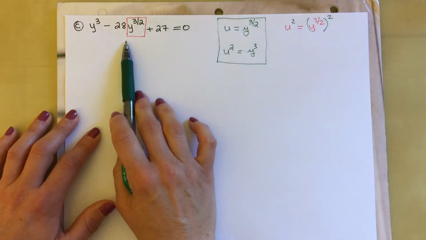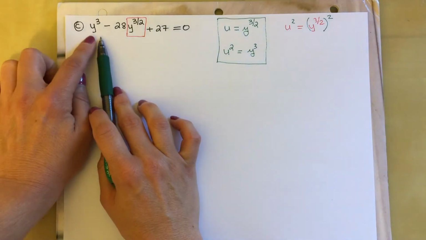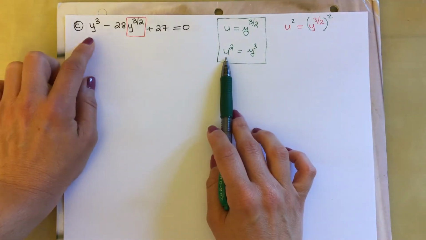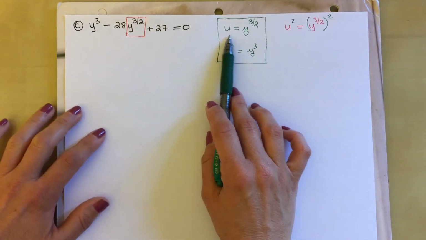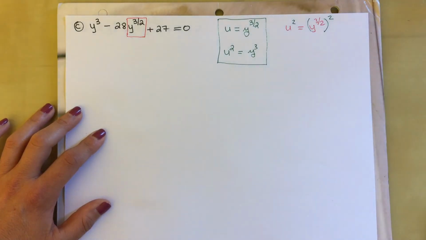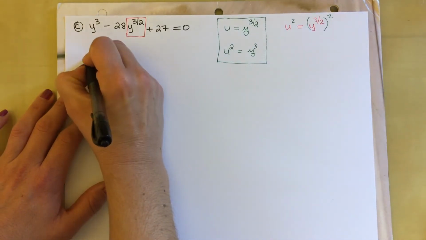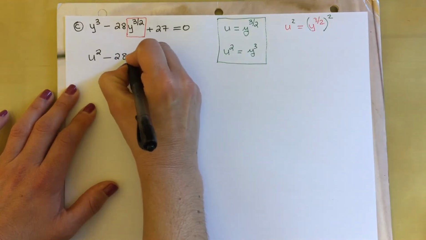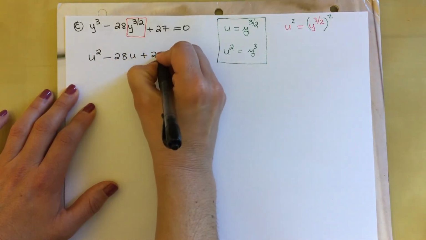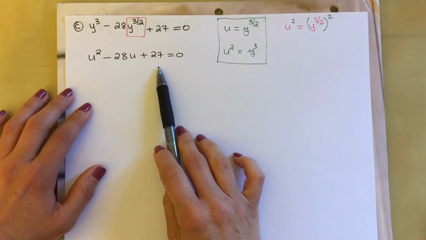Let's go back to this equation. I am going to replace y to the third with u squared and y to the 3 over 2 with u. Why are we doing this? Because it makes the equation look quadratic and easier to factor. So now this equation is much easier.